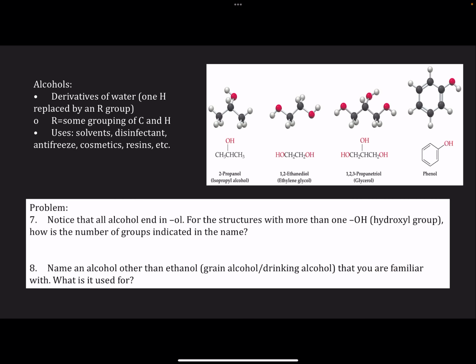Now we get into our functional groups that have atoms other than carbons and hydrogens. So the first one we have are our alcohols. Alcohols are derivatives of water. We haven't talked about derivatives yet. Derivatives are going to be where we have one or more hydrogens replaced with an R group. And when we talk about an R group, that's just some grouping of carbon and hydrogen. So we have some examples of propanol, 1,2-ethane diol or ethylene glycol, and 1,2,3 propane triol.